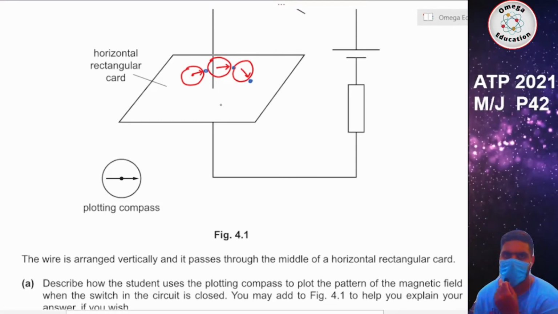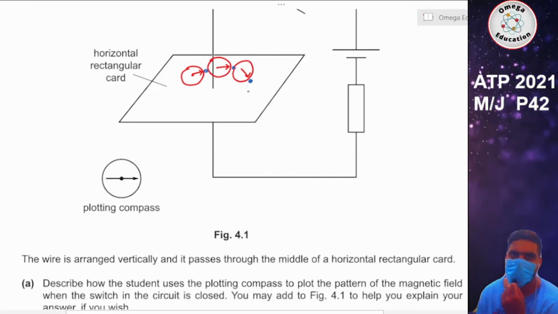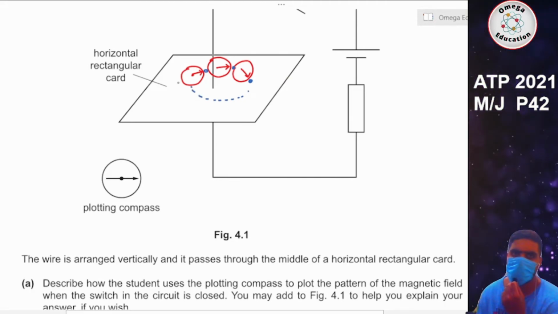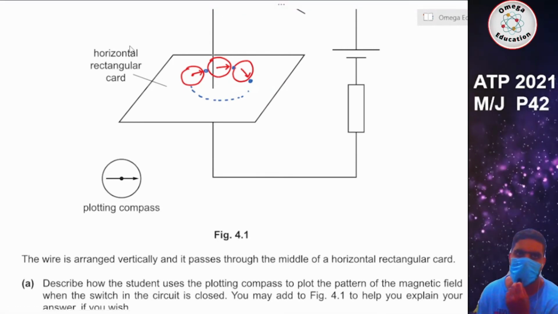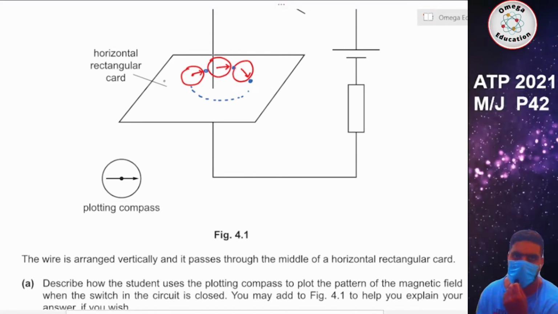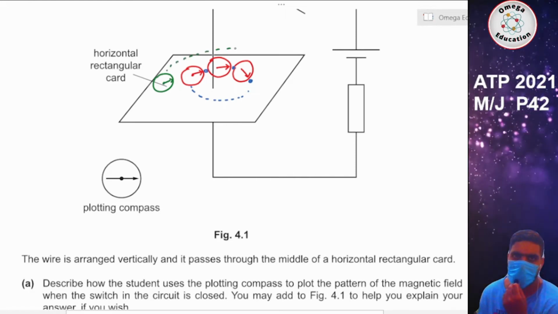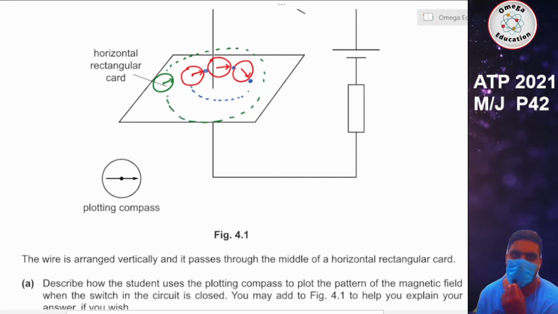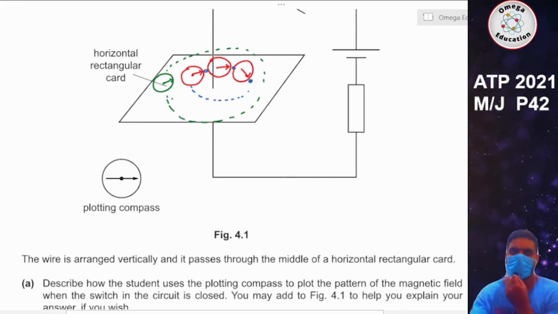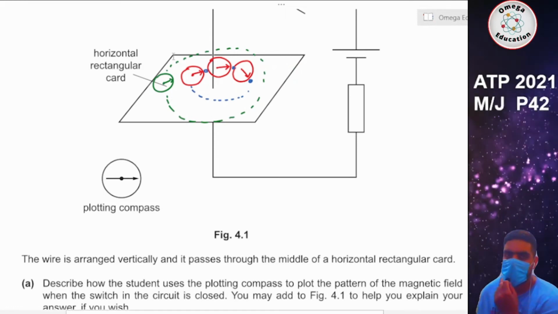We repeat the process several times at different places. I mean, you complete this circle first, then you can place the compass, let's say somewhere over here, then repeat it. You'll get a magnetic field pattern in a circular form, or whatever the pattern is. They haven't asked for the pattern, they just have asked for the method.